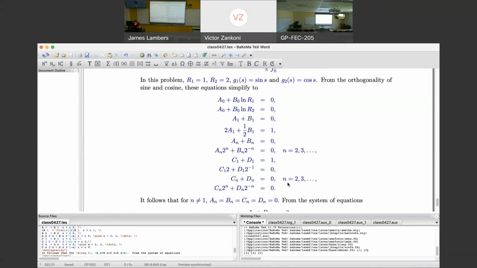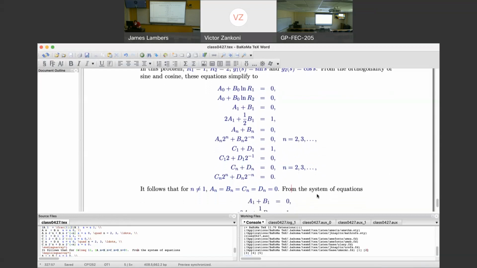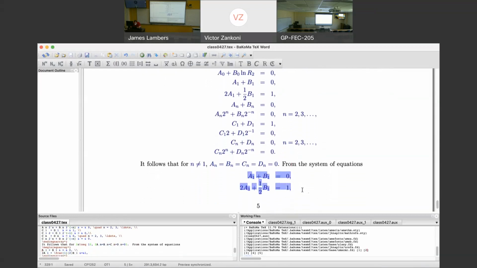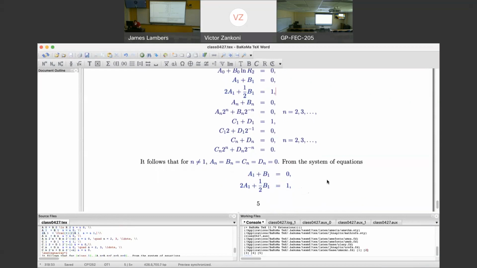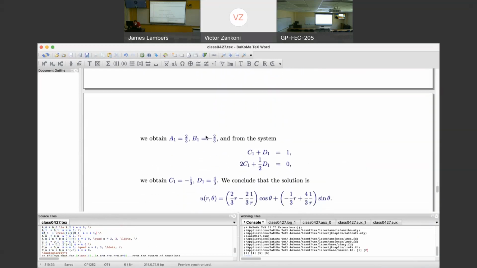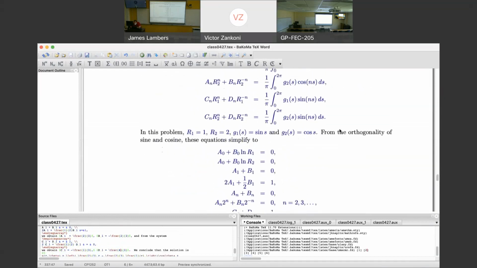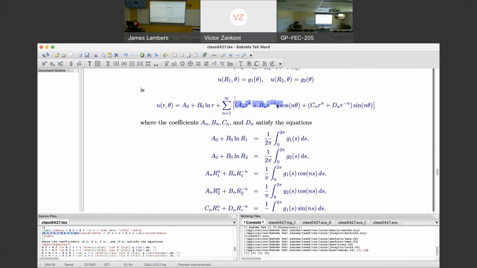For all other n, 2, 3 on up, Cn and Dn satisfy this system, that's homogeneous, therefore Cn and Dn must be 0. So that's what we get, all 0 values except when n equals 1. So then we can solve this system of equations for A1 and B1, that comes from here, and get these values, and then this system for C1 and D1, solve that, work out the algebra, and we get these values.